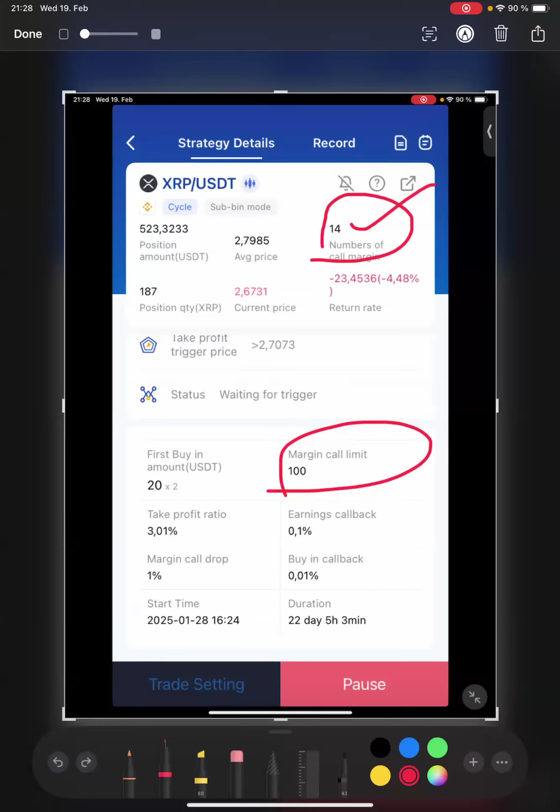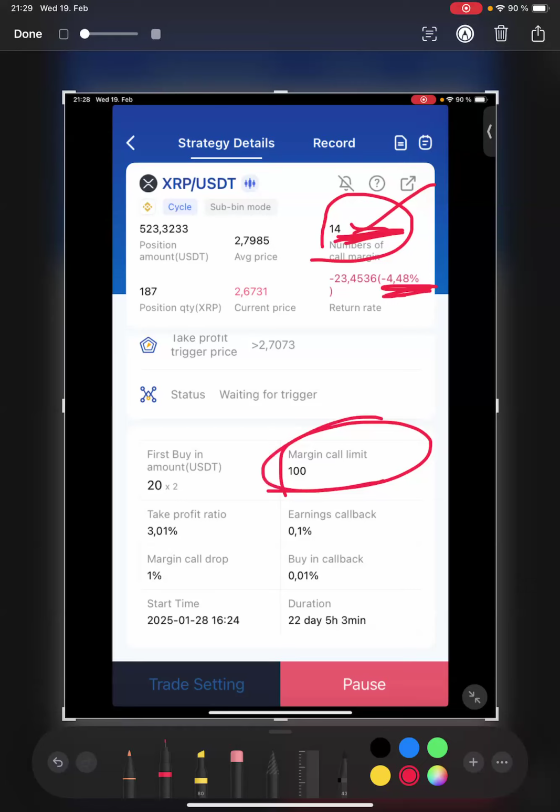And the 14 will not remain the same. If this is reducing, the 14 will be reducing. If this is increasing, the 14 will be increasing. If it's reducing, it means it's selling off. If it's increasing, it means it's buying more of the dip for me.